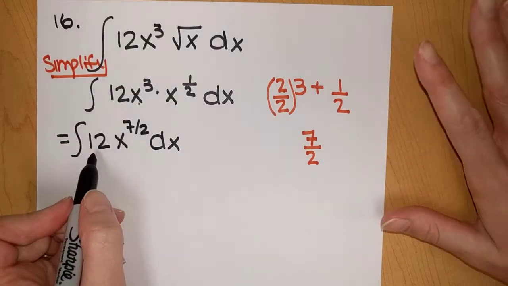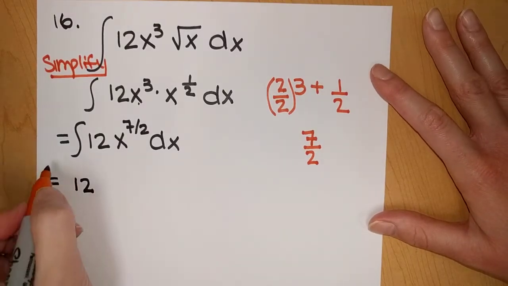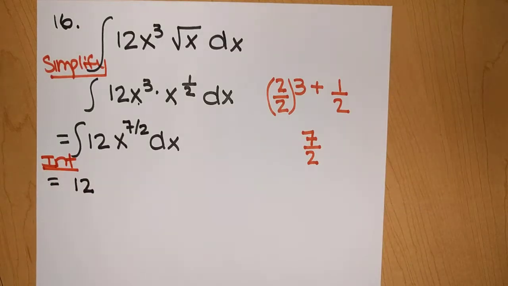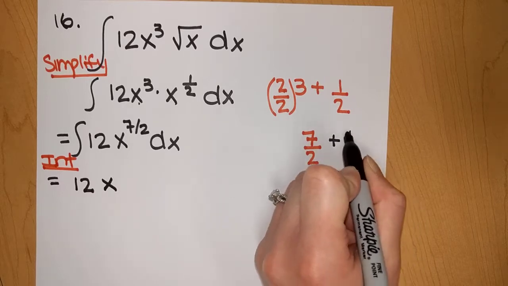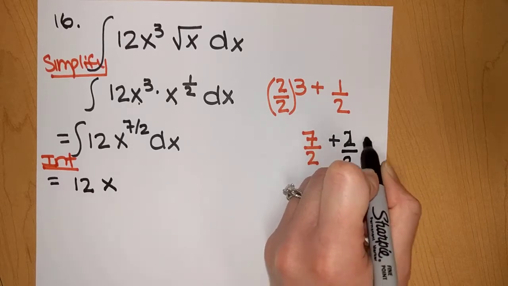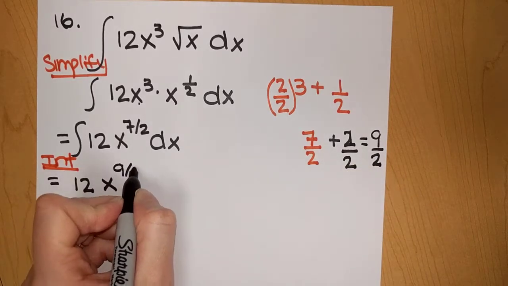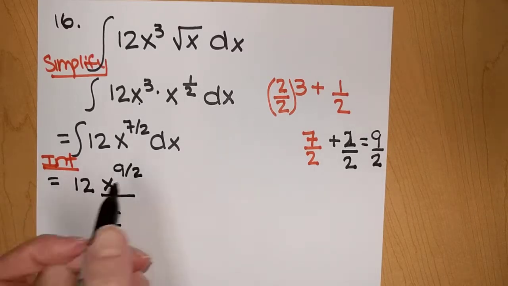Now, the 12 is just a constant coefficient, so that tags along. For the actual integrate step, what we'll do is we'll add 1 to the exponent, divide by the new exponent. So we'll add 7/2 plus 1, get a common denominator of 2/2. So that gives us 9/2 as the new exponent. So this will be 9/2, and then divide by the new exponent, or flip immediately.